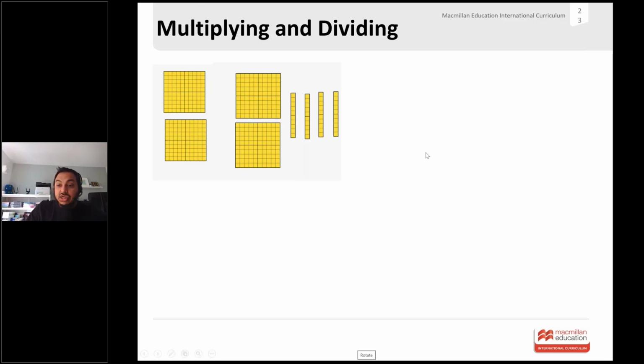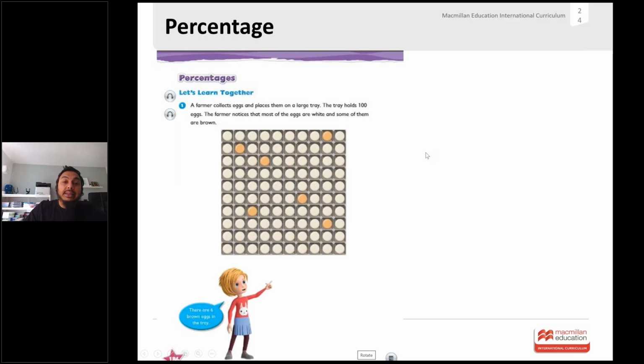So we're going to move on to percentages. With percentages, I'm going to answer some of the questions that have come up. I wanted to go through this one key example as well. In the books, again, visuals are so important. I can't emphasize this enough.